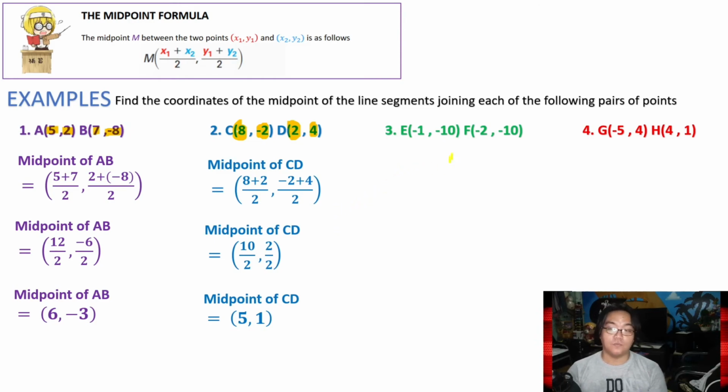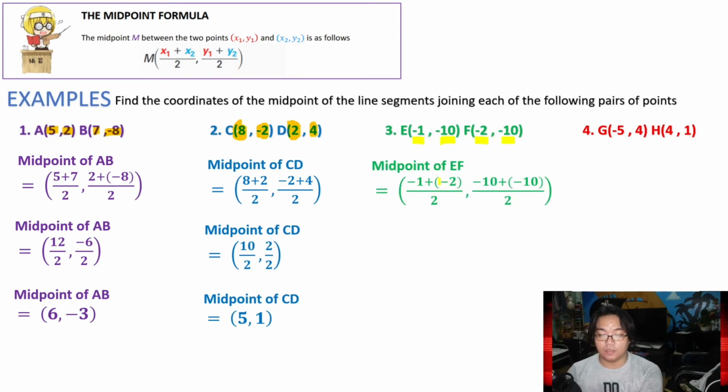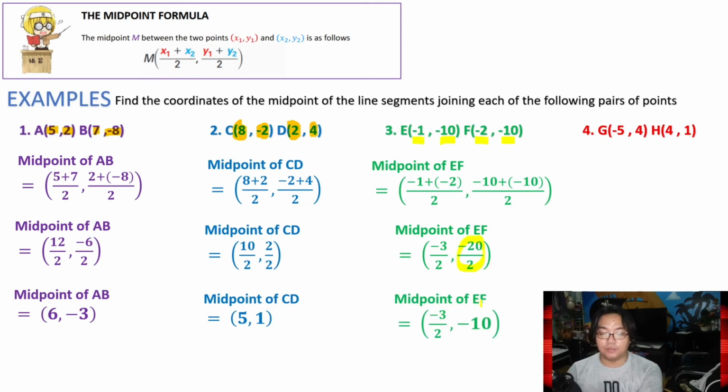For the third one, the pattern is simply adding -1 and -2, then divided by 2, then -10 plus -10 divided by 2. So we get the midpoint of EF, which is located at -3 halves and -20 over 2. This -20 over 2 can still be simplified. So the midpoint of EF is located at -3 halves and -10 for the y-coordinate.